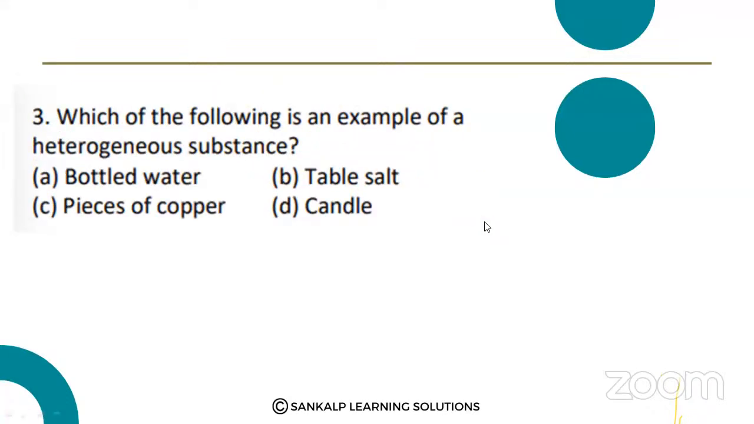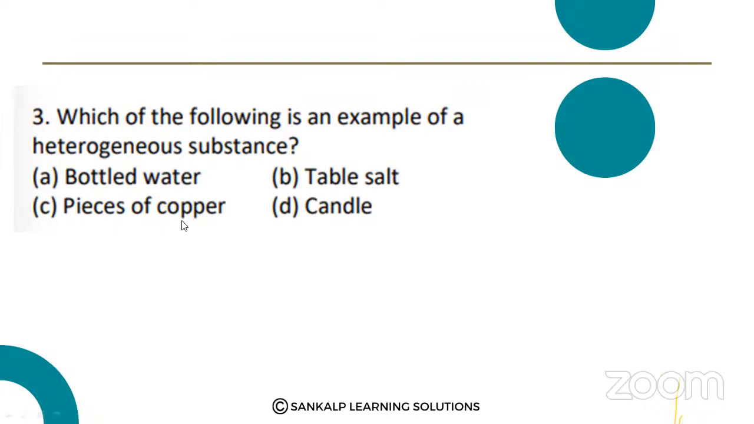Next question: which of the following is an example of a heterogeneous substance? What do you mean by heterogeneous substance? It is not uniform. You can see two different layers. Okay. So bottled water. What do you mean by bottled water? Bottled water is nothing but water. Okay. Water is composed of water molecules, H2O molecules. So it is only one. So table salt, NaCl. Okay. Salt. So this is also a homogeneous mixture.